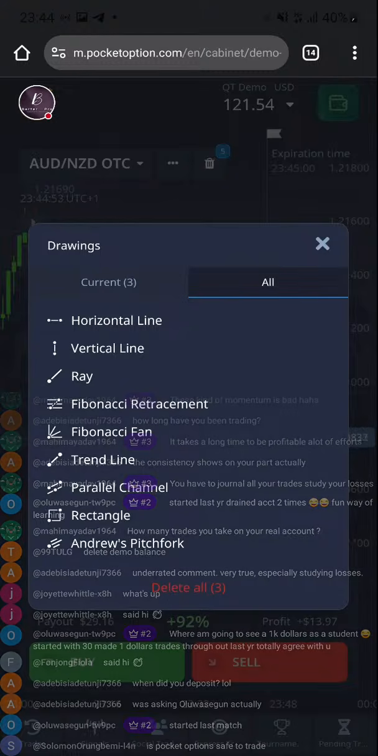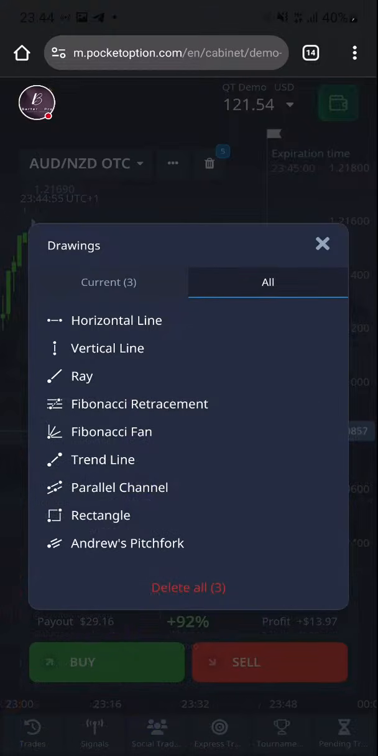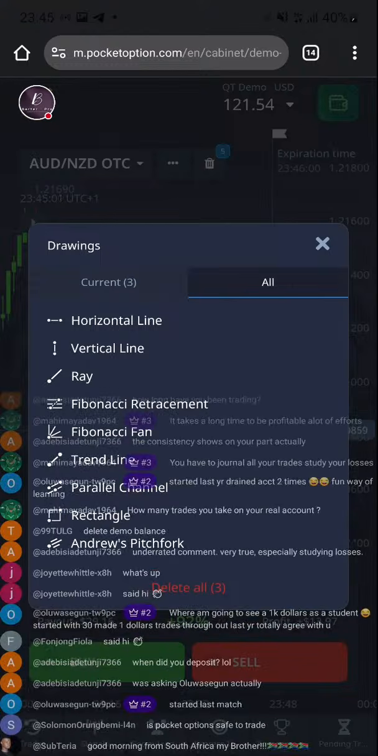Yes, Pocket Option is safe to trade. But you need the right knowledge, and that's exactly what I'm talking about today.